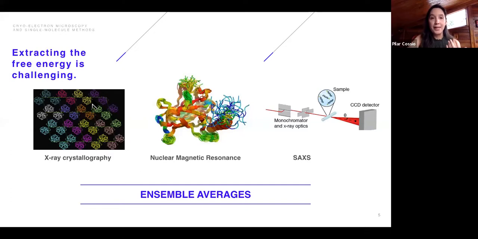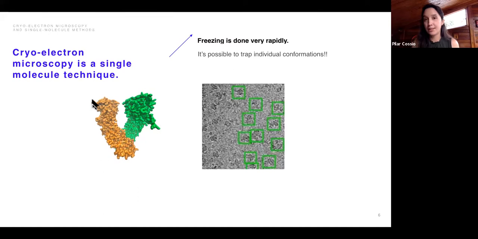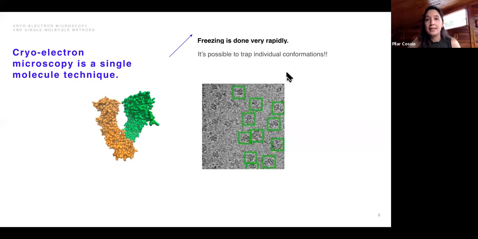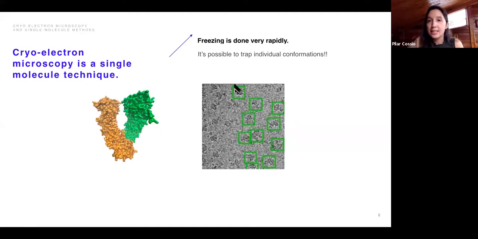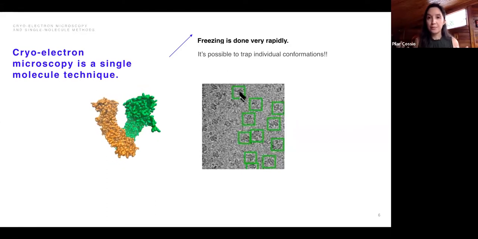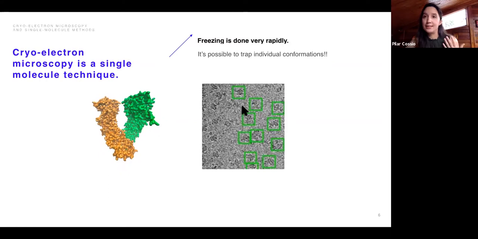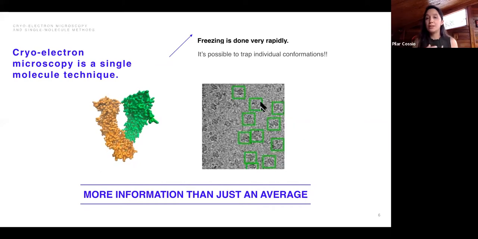Cryo-EM brings us a great advantage because it is a single molecule technique, and the freezing process is done very rapidly. So basically you can trap the individual conformations of your biomolecule, and each projection image in principle corresponds to a conformation that is distributed according to the Boltzmann factor at the temperature just before freezing. So in Cryo-EM, because it's really a single molecule technique, we have much more information than just an average, and we can use this to our advantage, for example, for extracting free energy profiles.